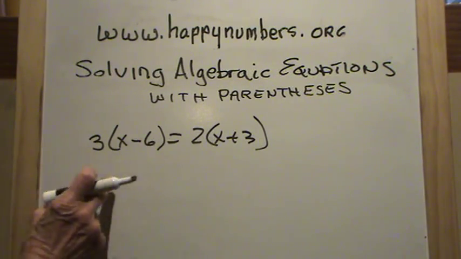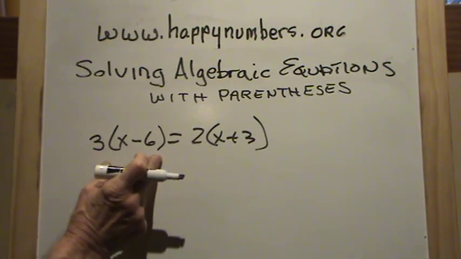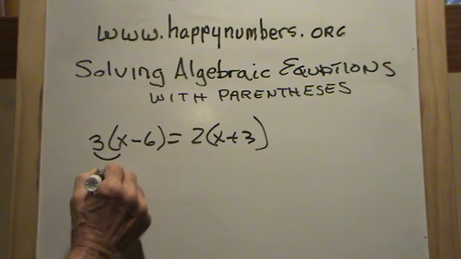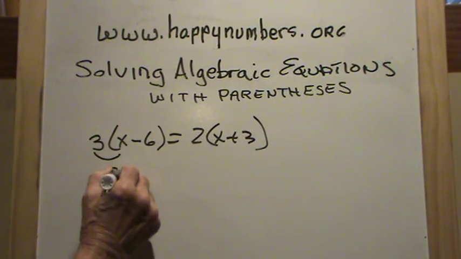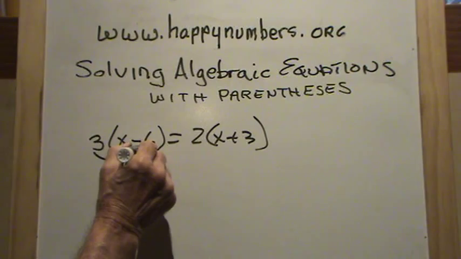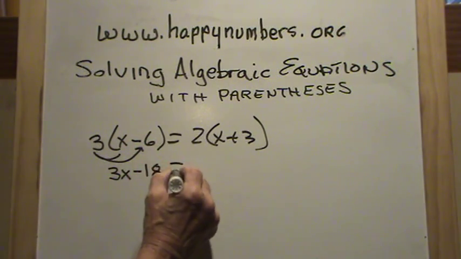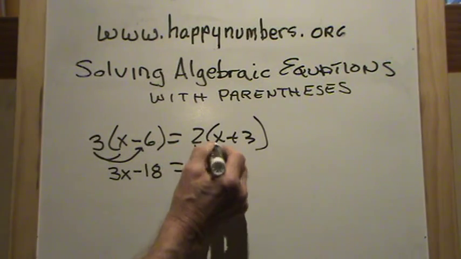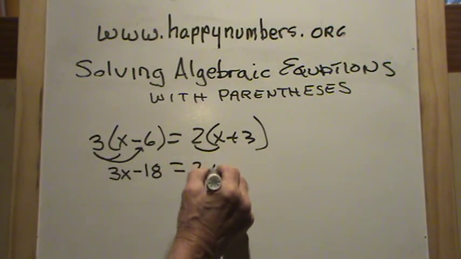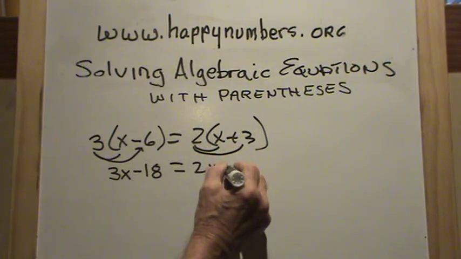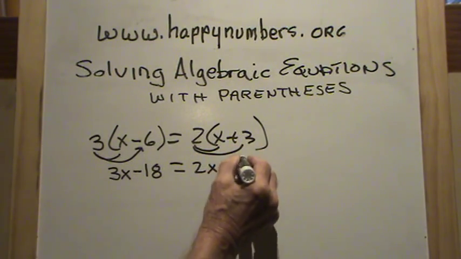Okay, well, we want to deal with this and this term. So we're going to go 3 times x, and they're both positive, so it's 3x. And 3 times negative 6 gives us negative 18. Equals 2 times x, which would be 2x, and 2 times 3, which would be positive 6.